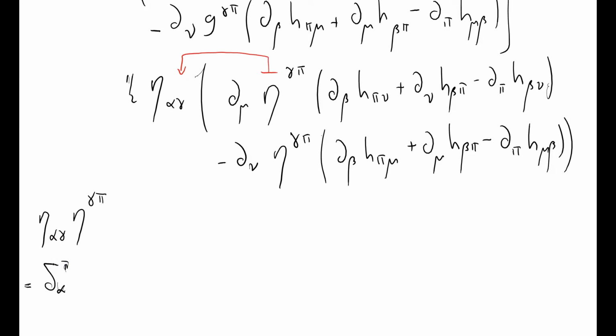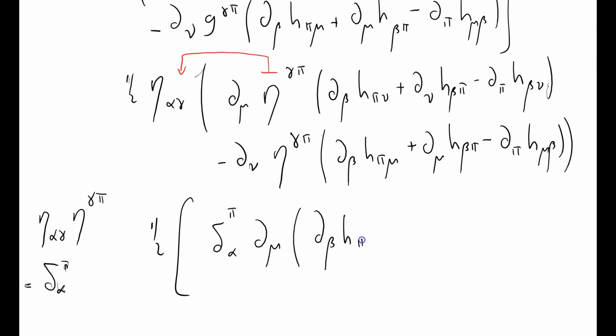So let's just do that. We've got a half of delta, and of course I'm going to use the features of this later, delta pi upstairs, alpha downstairs, di mu, acting on all these terms here, di beta h pi nu, plus di nu, copying from here, h beta pi, minus di pi h beta nu, minus.